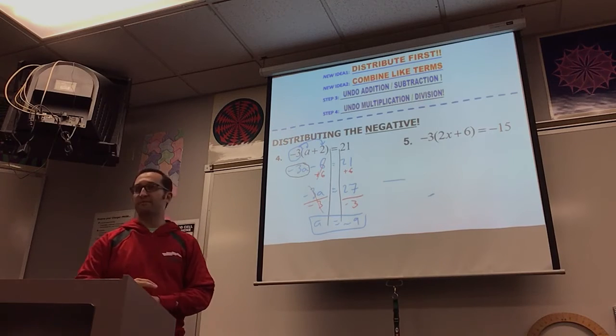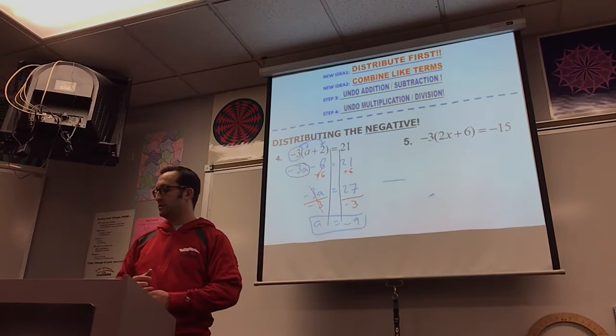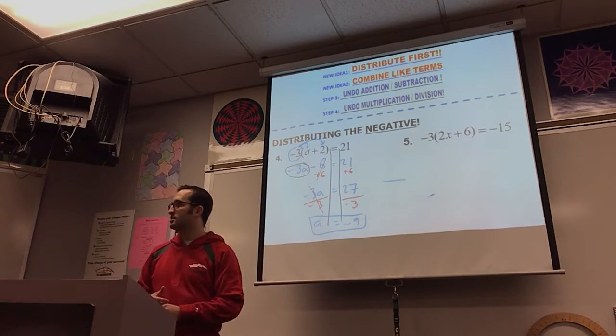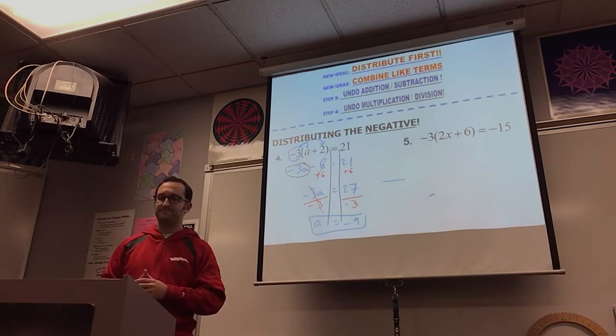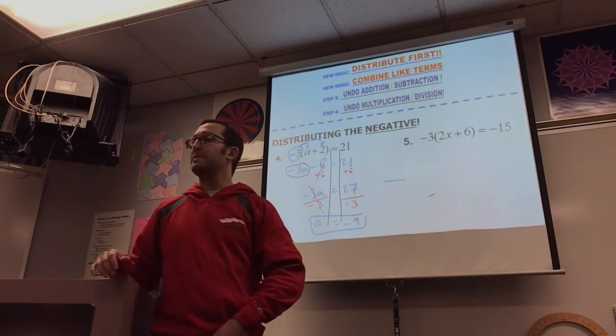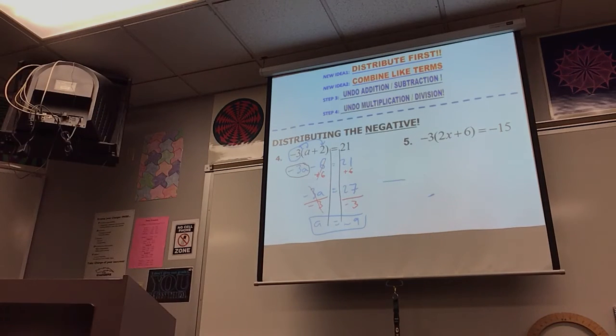I want you guys to try number 5 and number 6 with your partners. Okay? Try number 5 and number 6. Keeping in mind that when you multiply by the negative, it changes the sign of the numbers that are in the parentheses. It changes the signs. Double check that your signs are different.